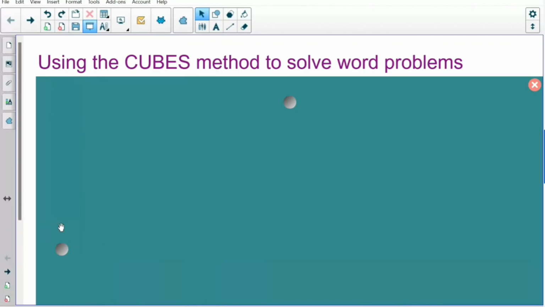Welcome, welcome, welcome. Today we are looking at using the CUBES method to solve word problems. Being able to analyze a word problem will determine if you get the answer correct or incorrect.